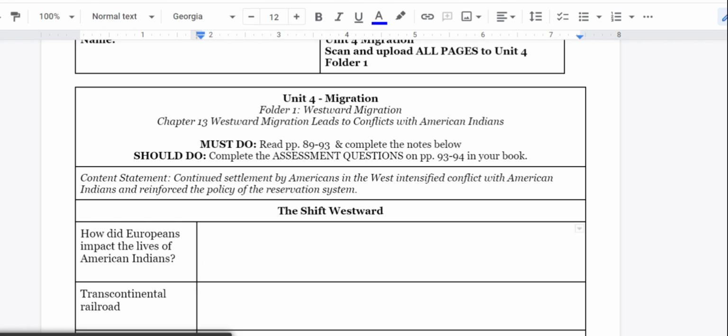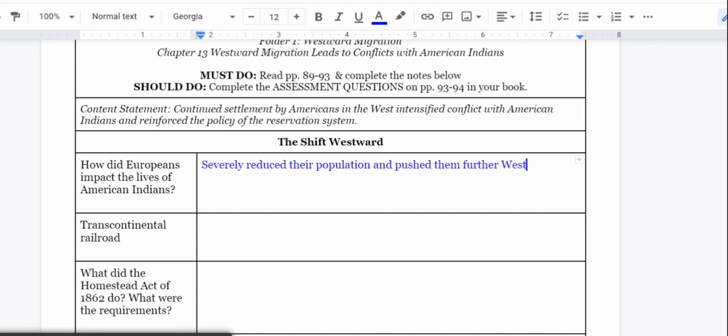So first off, to talk about the shift westward. American Indians actually once occupied all of the United States. However, the advancing line of settlement and diseases from Europeans severely reduced their population and pushed them further west. So how did the Europeans impact the lives of Americans? Well, they severely reduced their population and pushed them further west, right?